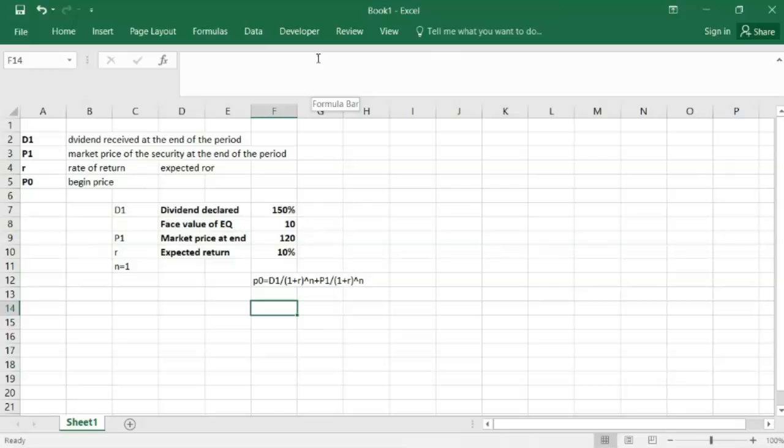First, I calculate the present value of the dividend. The dividend needs to be calculated first, because it is given in terms of percentage: 150 percentage dividend is declared. Normally the dividend is calculated out of face value. Kindly understand that the dividend is declared out of face value. The face value is 10 rupees. 150 percentage of 10 rupees is 15 rupees. So the dividend declared by the company is 15 rupees.